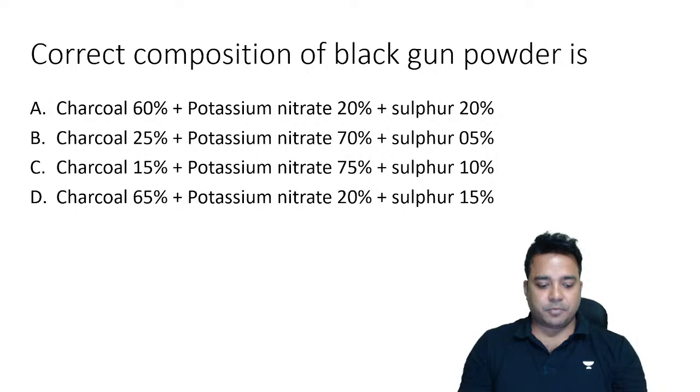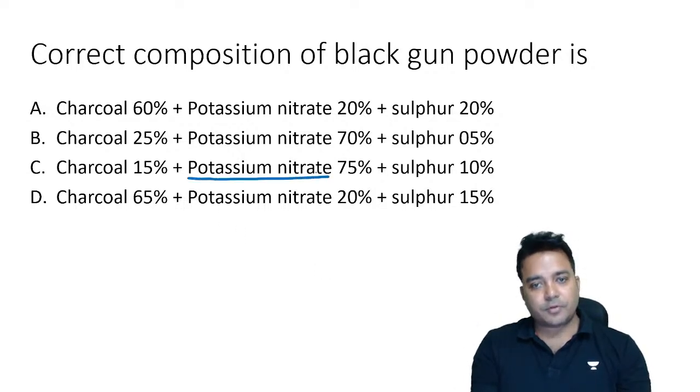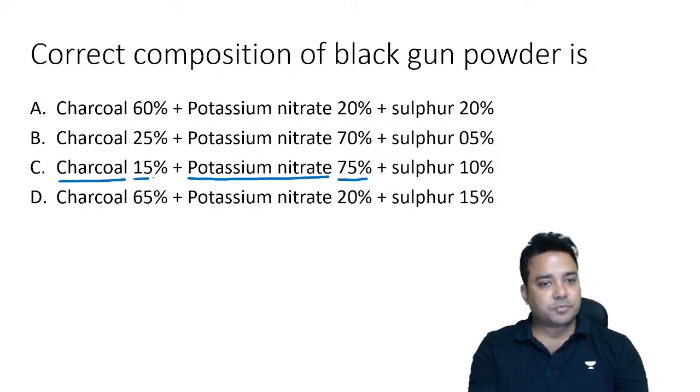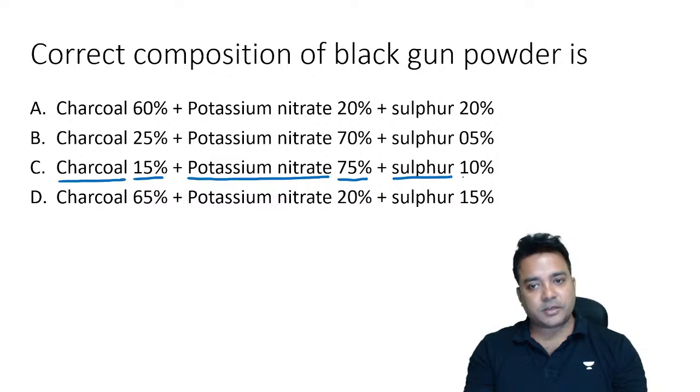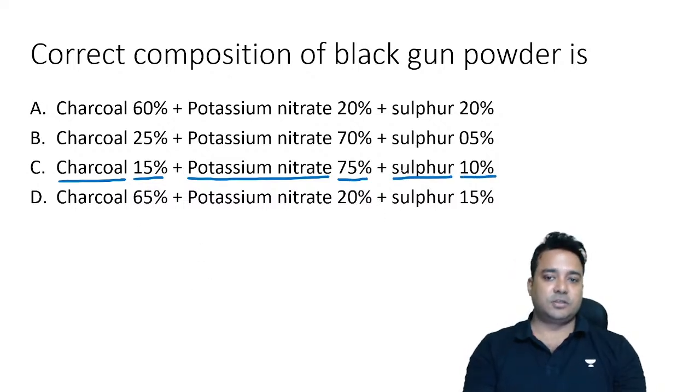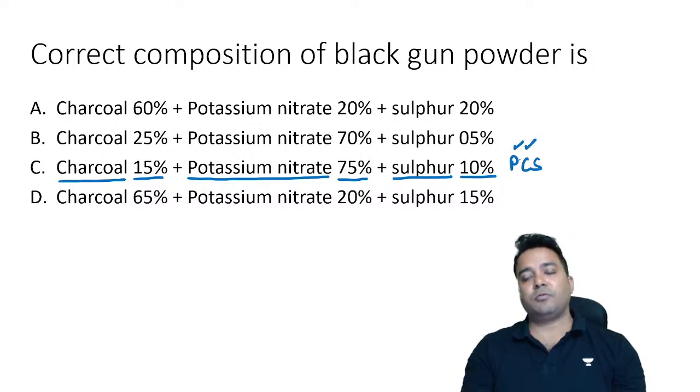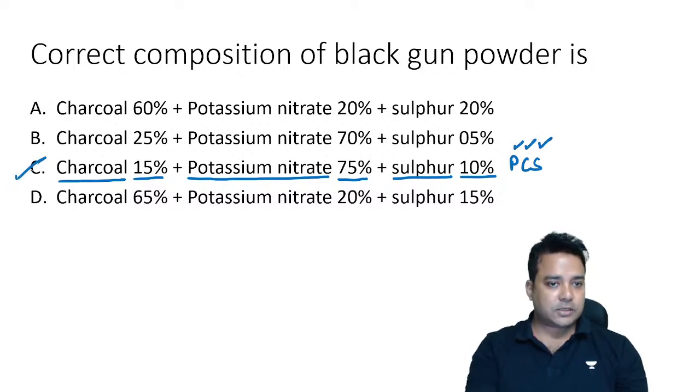Correct composition of black gunpowder. One second. Correct composition, a JIPMER exam question. You studied it in class. Along with the percentages, you should remember, and the trick to remember the percentages is: the longer the name, the more the alphabets, the more is the percentage. Sulfur has the fewest alphabets, so the least percentage. Yes, KCS makes your black gunpowder: potassium nitrate 75%, charcoal 15%, and sulfur 10%. Goes as the best.